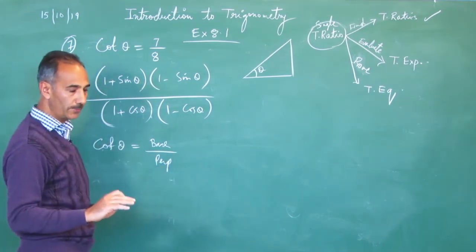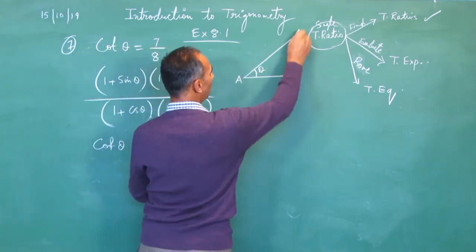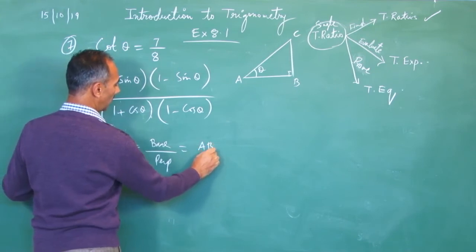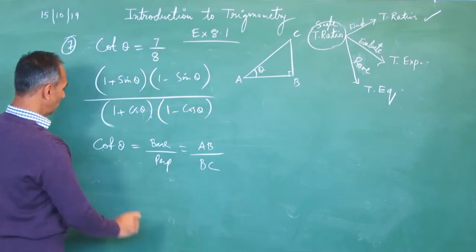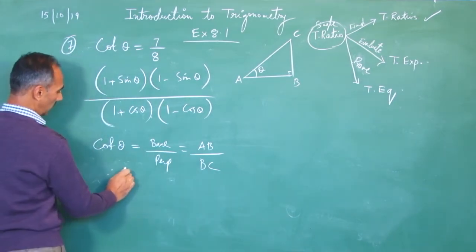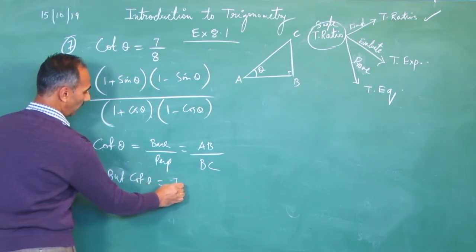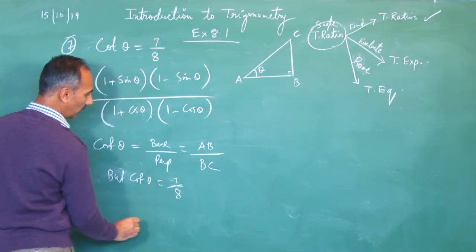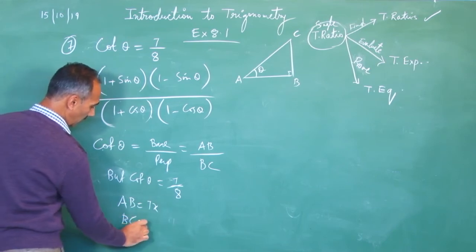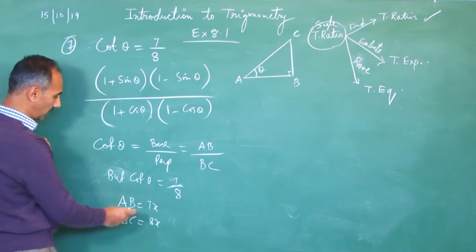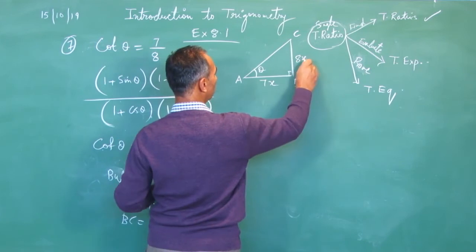Tan is perpendicular by base, cot is base by perpendicular. Base in this case is AB, and perpendicular is BC. Cot of theta is given to be 7 by 8. So when you equate, AB is 7x and BC is 8x, as we did in the previous case.